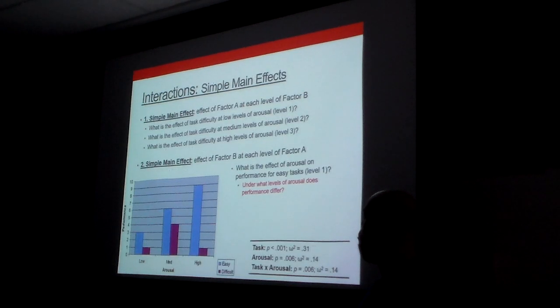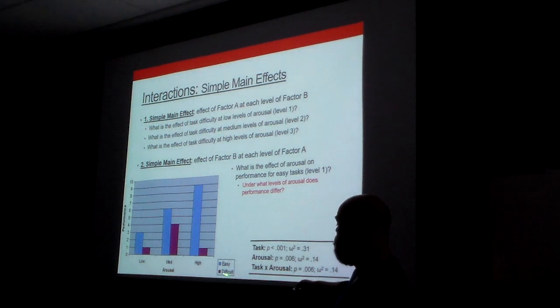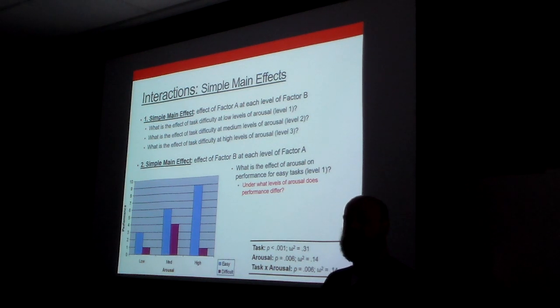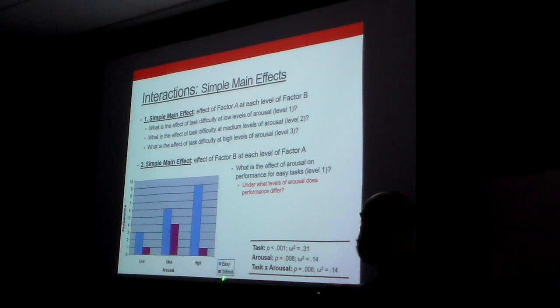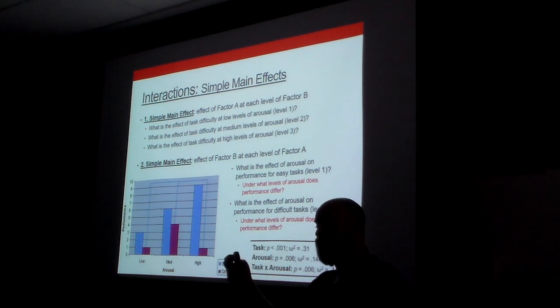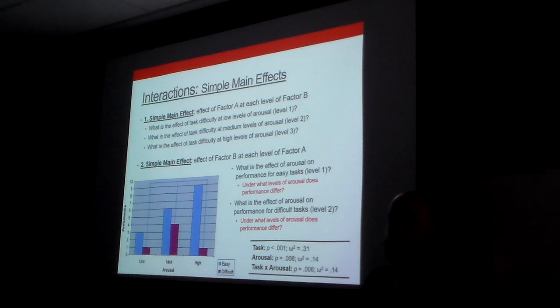So if I want to compare within the context of a difficult task, and my a priori hypothesis is that performance is higher at medium levels of arousal than at low and high levels, if we're talking about difficult levels, what I'm probably going to do is split the file by task difficulty. I'm going to run a one-way ANOVA, and this is going to be my simple effects ANOVA right here. And then I'm going to take my mean squared error from that as opposed to taking the mean squared error from the overall thing.